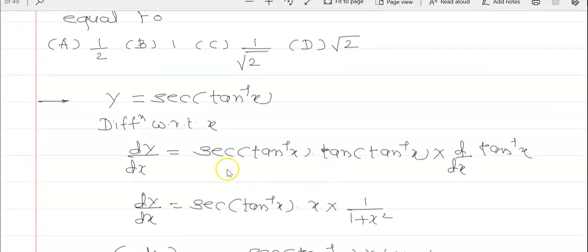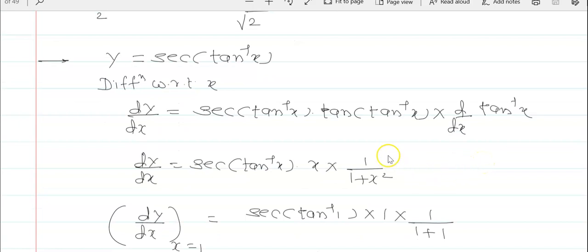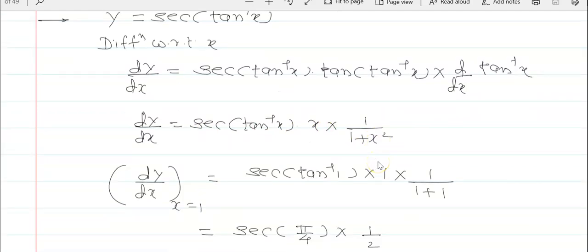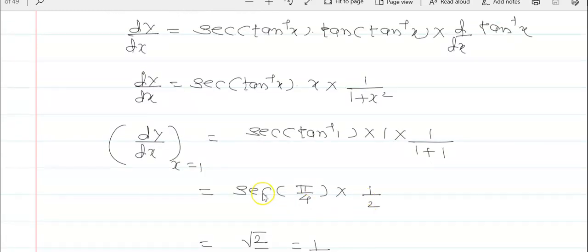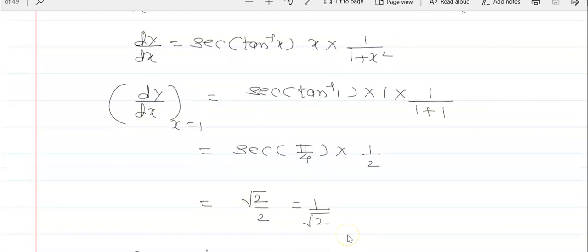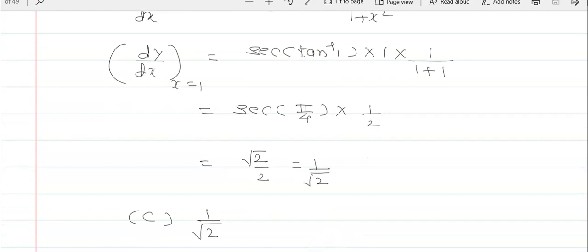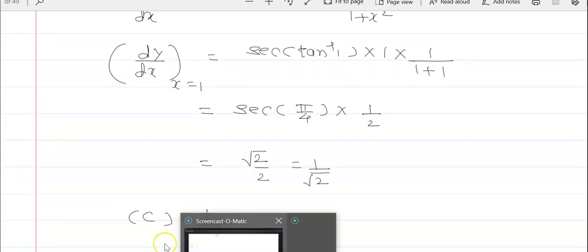Their derivatives: sec of tan inverse of x into tan inverse of x into d/dx of tan inverse of x. Tan inverse of tan of x is x. Sec of tan inverse of x into 1 upon x square. At x is equal to 1, tan inverse of 1 is pi by 4. 1 upon 2 sec of pi by 4, this is root 2 upon 2. Root 2 upon 2 means what? 1 upon root 2. And hence option C is the correct one.